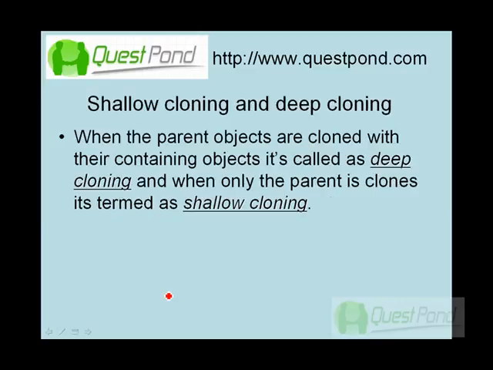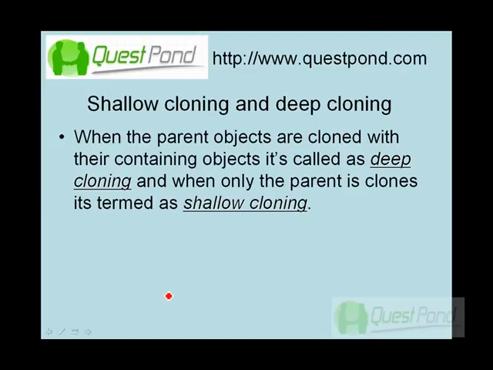There are two concepts when we think about prototype pattern: shallow cloning and deep cloning. When you only clone the parent, it is called shallow cloning. Let's say that we have a customer object, and every customer object has a lot of address objects, and a lot of address objects have a lot of phones.